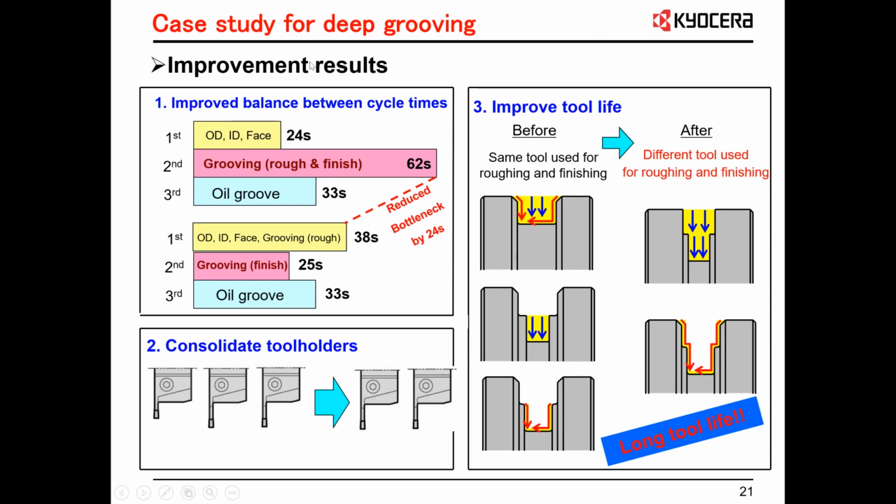So basically you can see now we reduced the bottleneck by 37 seconds, from 62 to 25. We consolidated the holders. We went from 3 holders down to 2 holders. We improved the tool life because we're using a different tool for the roughing and the finishing instead of using the same tool for roughing and finishing. So we got longer tool life as well.